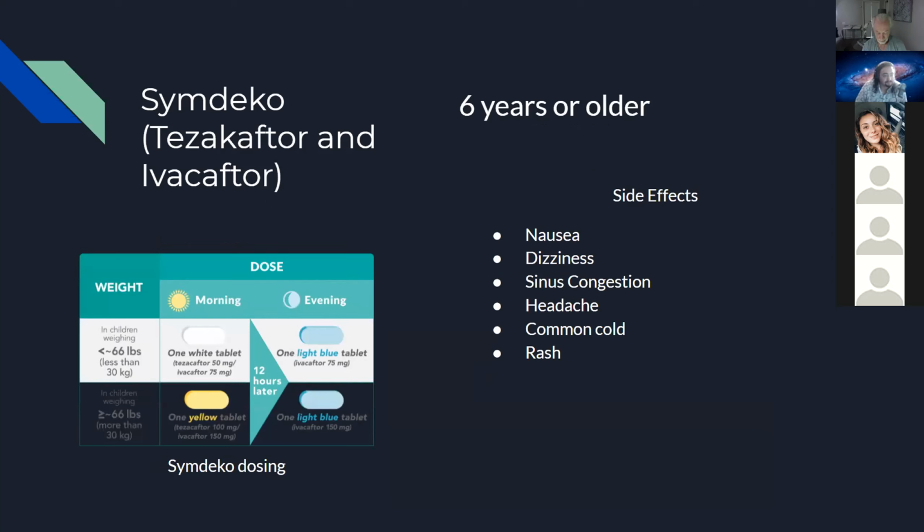So then, Symdeko has tezacaftor and ivacaftor. Tezacaftor helps bring CFTR proteins to the cell surface, or helps them reach the cell surface more, while ivacaftor helps the channel stay open longer. There are 2 types of dosage for this one, depending on your weight or the children's weight. And this one again is 1 pill in the morning, and then 12 hours later, another pill.